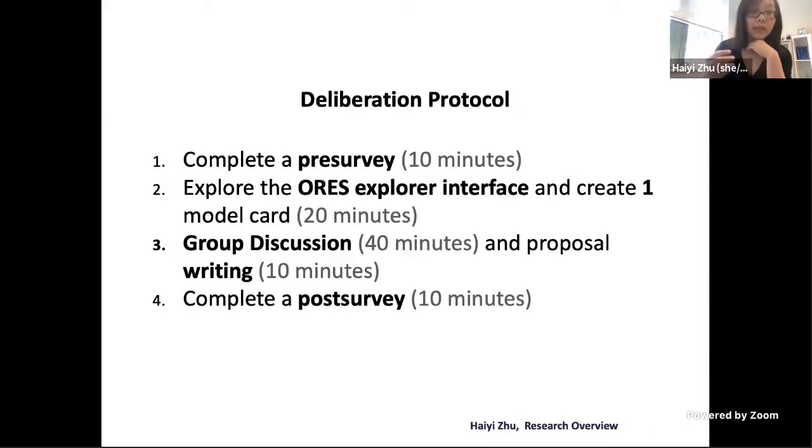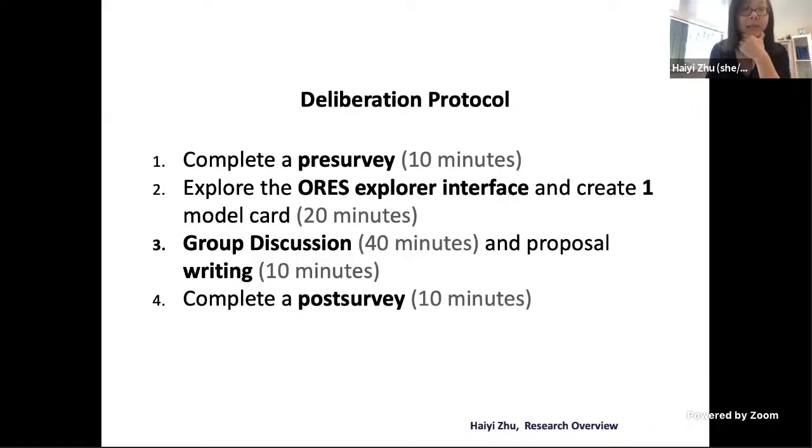We also have this interface for creating a model card, so they can select a particular threshold and then create a model card, which I'm going to show in the next slides. People can use this model card in the third step, which is a group discussion. In the group discussion, people are going to share the model card, the model they pick, and then discuss the pros and cons and collectively write a proposal.